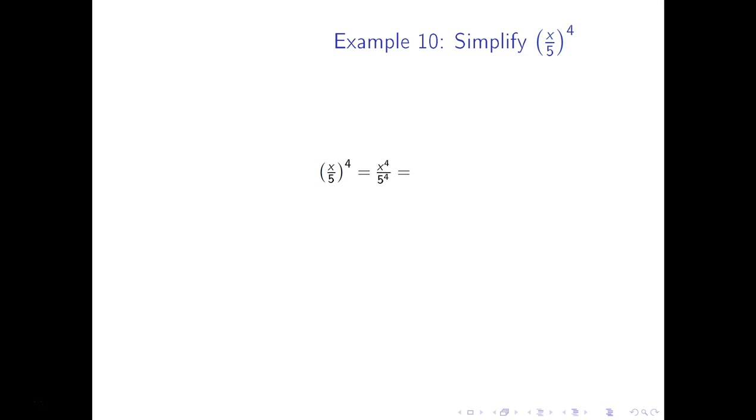x to the 4th, we can't really simplify that anymore, so we get that one. What is 5 to the 4th? Well, it's 5 times 5 times 5 times 5. Or in other words, 625.